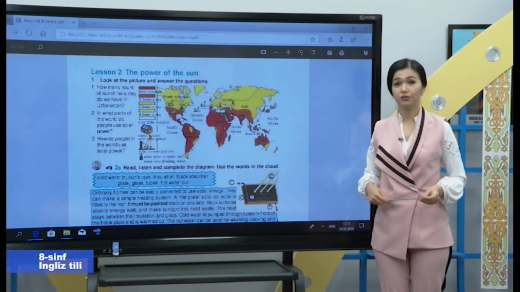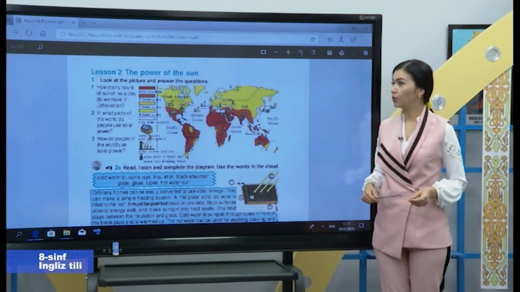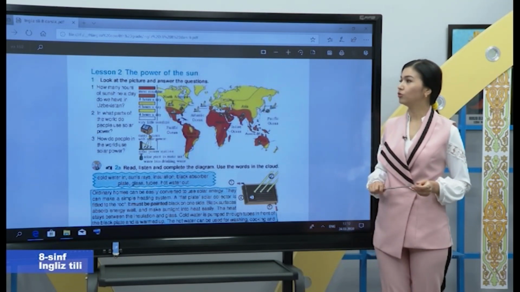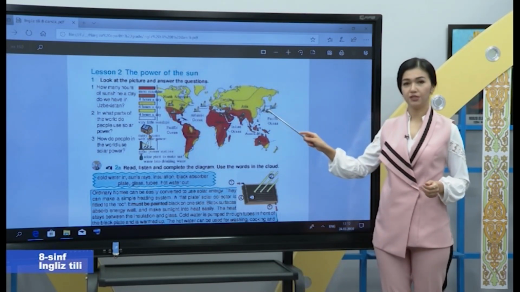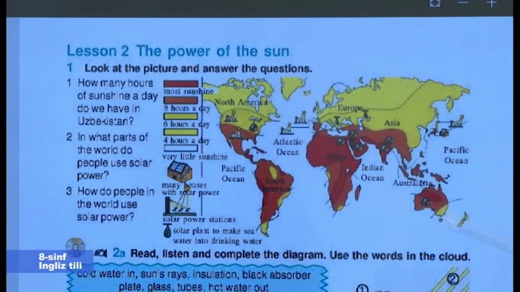It's a very interesting theme. So, the first task we should do is to look at the map and its colors. You can see here red and dark red and dark yellow colors, and some places are white. Looking at the picture, you should answer 3 questions.